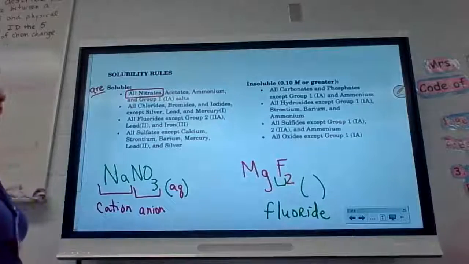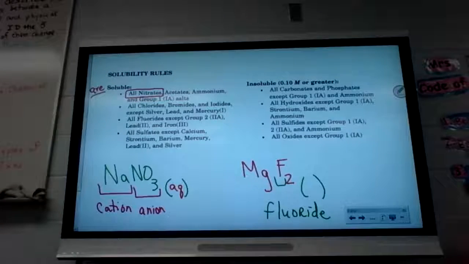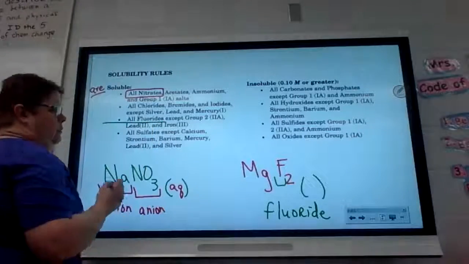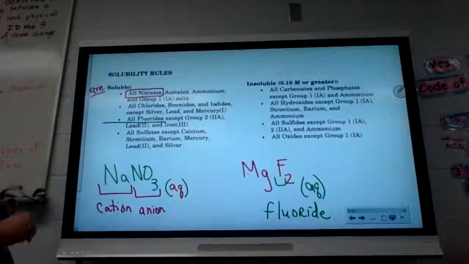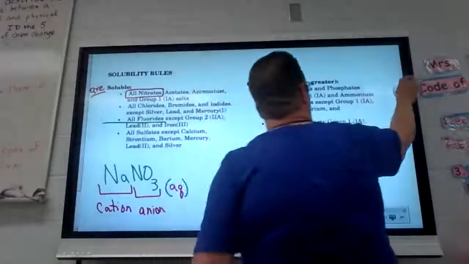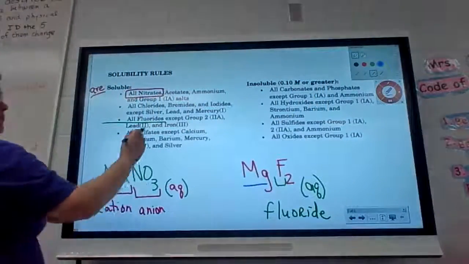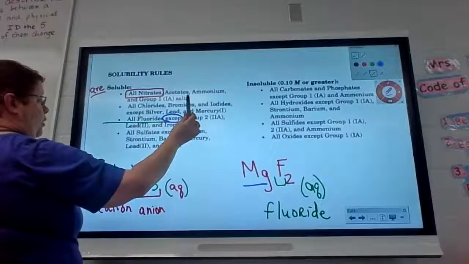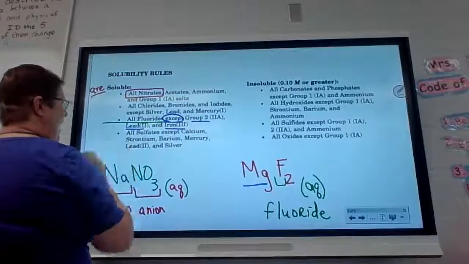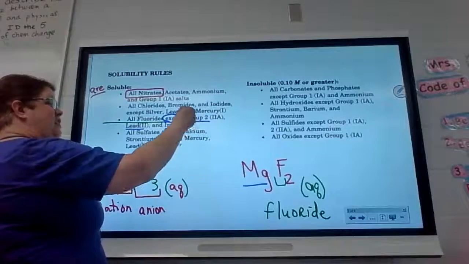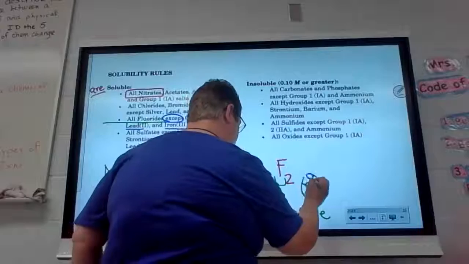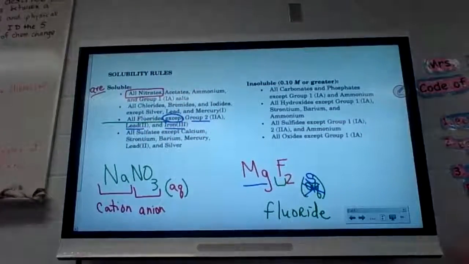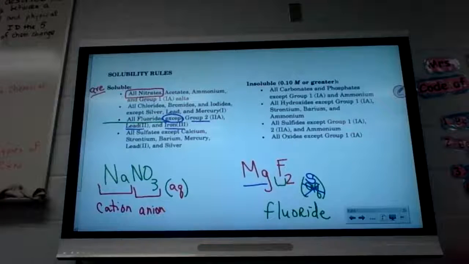All right, so find the fluoride rule. All fluorides are what? So we would say that this is soluble. Now, except, so we might have to change that AQ to a solid if this has the exception. So now we have to read that except part. Except group 2, lead 2, and iron 3. Is this one of those exceptions? Yes. If it's an exception, we change that from what it said into a solid. Because it's the exception, it has to be changed. If it had not been the exception, we would have left it alone.